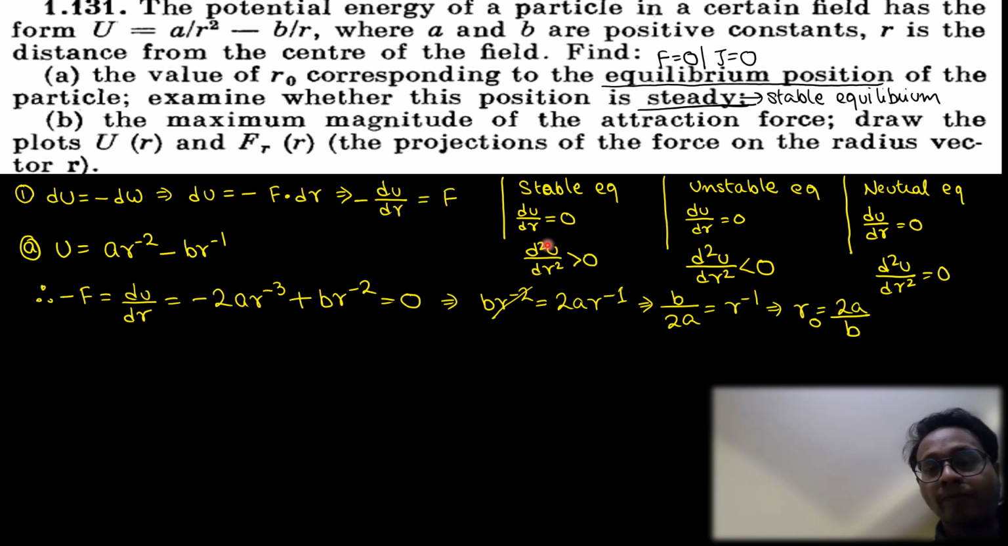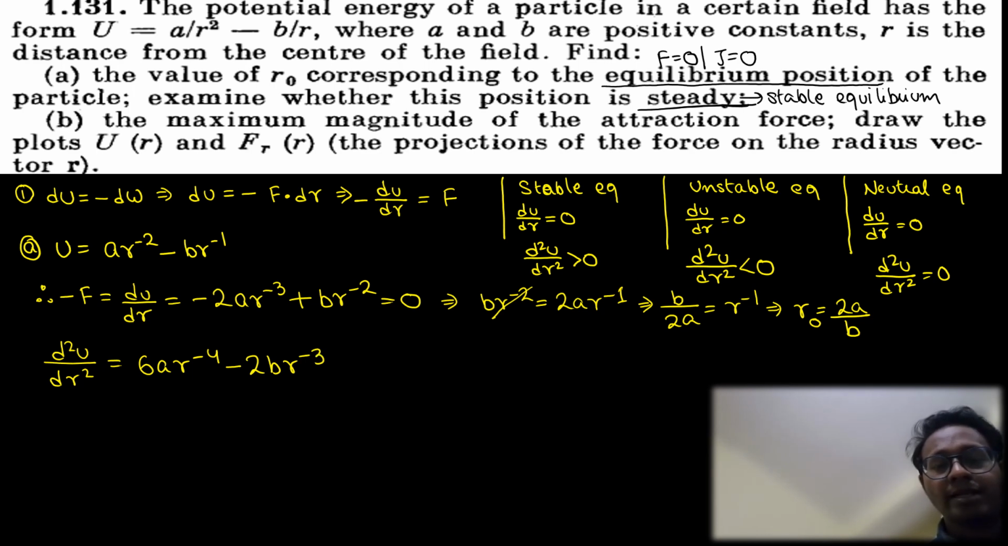How do I find it out? I have to double differentiate this one. So I have to again differentiate this term with respect to r. So d square u by dr square should be equal to, I have to differentiate this term with respect to r, so it's nothing but 6a r to the power minus 4 minus 2b r to the power minus 3.